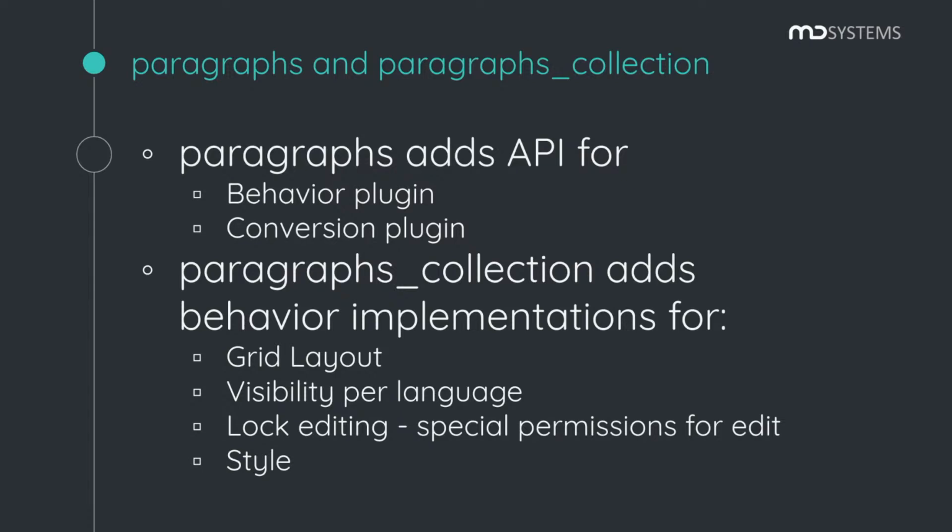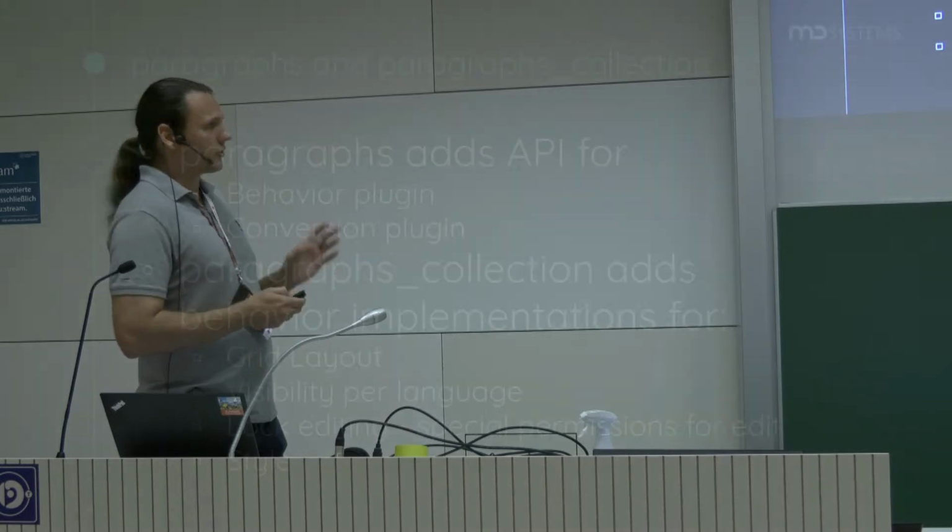Next implementation is visibility per language, where you can say, okay, for English I want the paragraph instance to be visible, but for German I want to hide it for whatever reason. This gives you a bit of asymmetric translation support, like cheating, if you really need it. Then lock editing. You can lock some paragraphs so only editors with special permissions can edit them, and the style plugin. This is like attaching custom looks to your paragraph items. We will check all this.